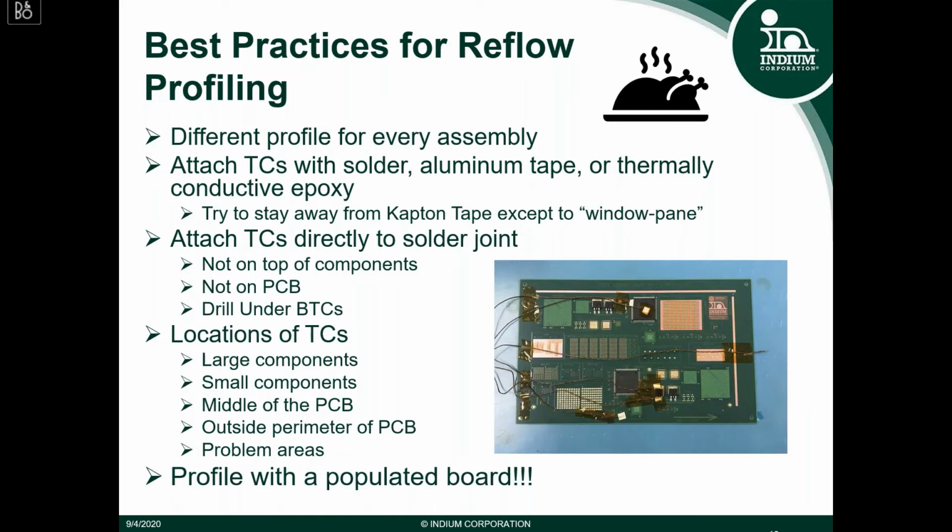So if you're profiling a new assembly, make sure to attach thermocouples to the larger components on your board as well as the smaller components on your board. Also, around the edges of the board typically read higher because they're not surrounded by as much thermal mass compared to the center of the board. The center of the board is surrounded by more thermal mass, so they typically read cooler temperatures. And finally, if you're having any kind of issues with particular components that you're trying to troubleshoot, it's important to attach the thermocouple directly to that component so you can see exactly what that temperature reading is for that solder joint.